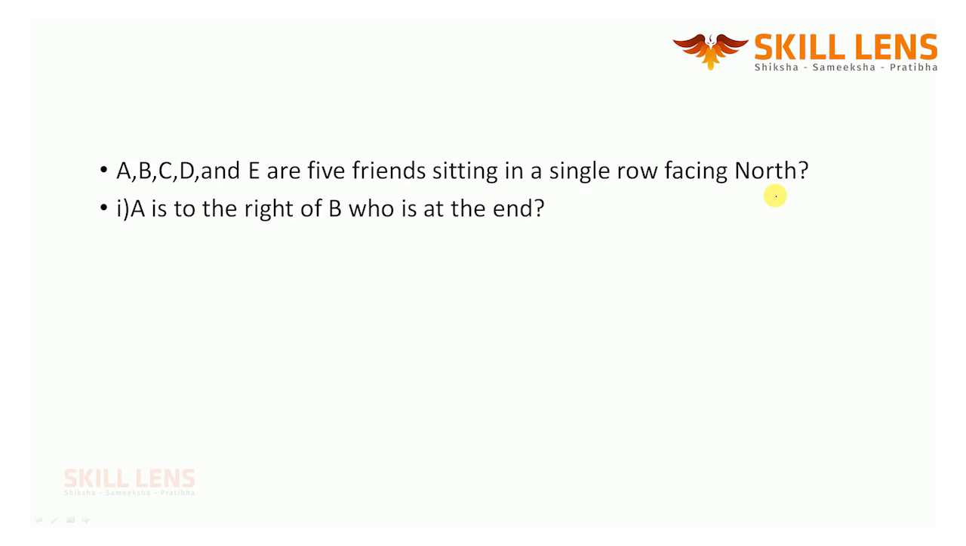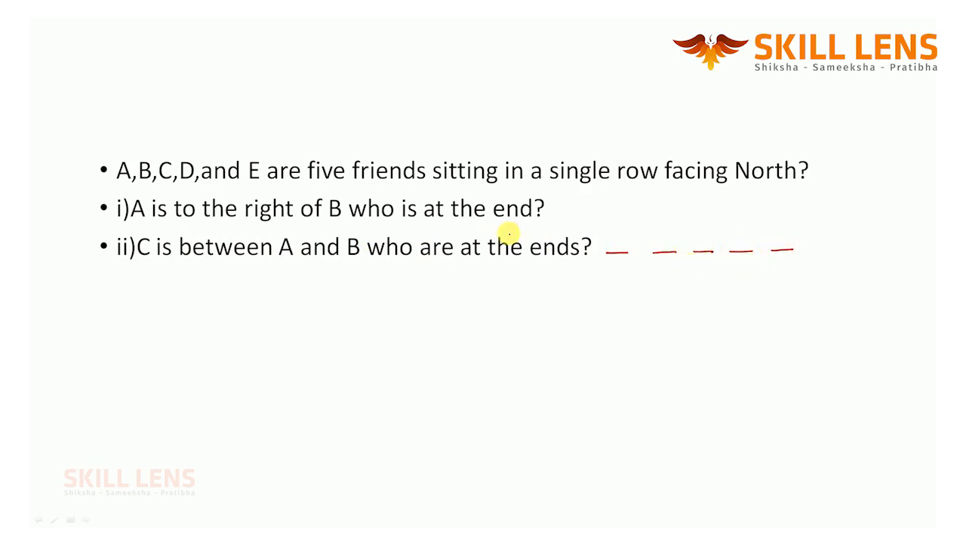Let's take one more condition and explore our knowledge in seating arrangement. C is between A and B, who are at the ends. Let me take 5 positions: 1, 2, 3, 4, 5. C is between A and B, who are at the ends. So I can place A here, I can place B here. So this is my first possibility. I can place B here, I can place A here. So this is my second possibility.